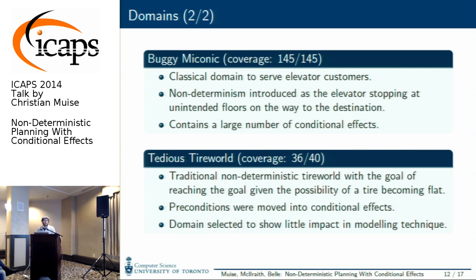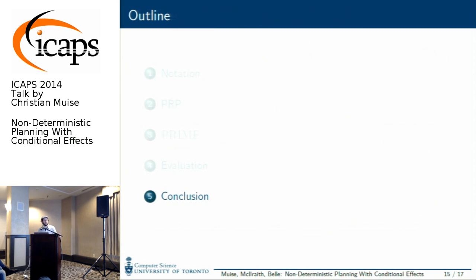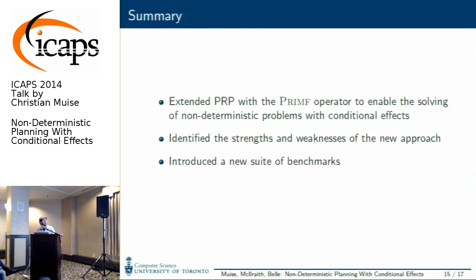Just more of the same, and the thing to point out with tedious tire worlds is that it now has non-deterministic effects and conditional effects, and we just wanted a sanity check to make sure we still have the same coverage that PRP had with the regular tire worlds. We're not shooting ourselves in the foot by adding conditional effects and using PRIMF. So I'll skip over, like I said, the evaluation stuff isn't so interesting. You can see the paper for it.